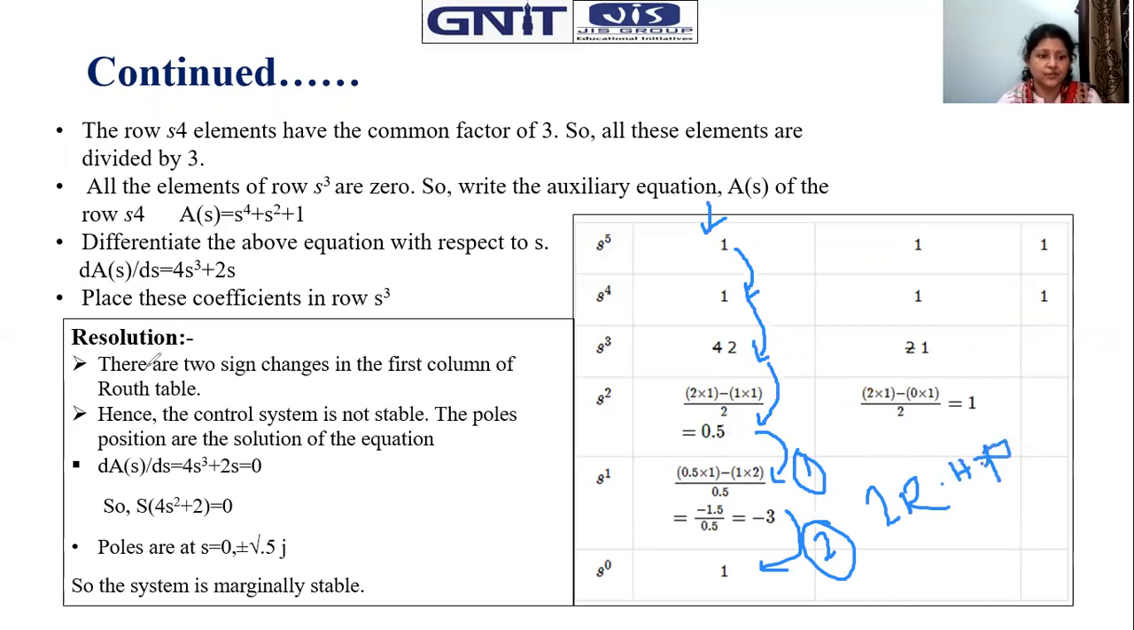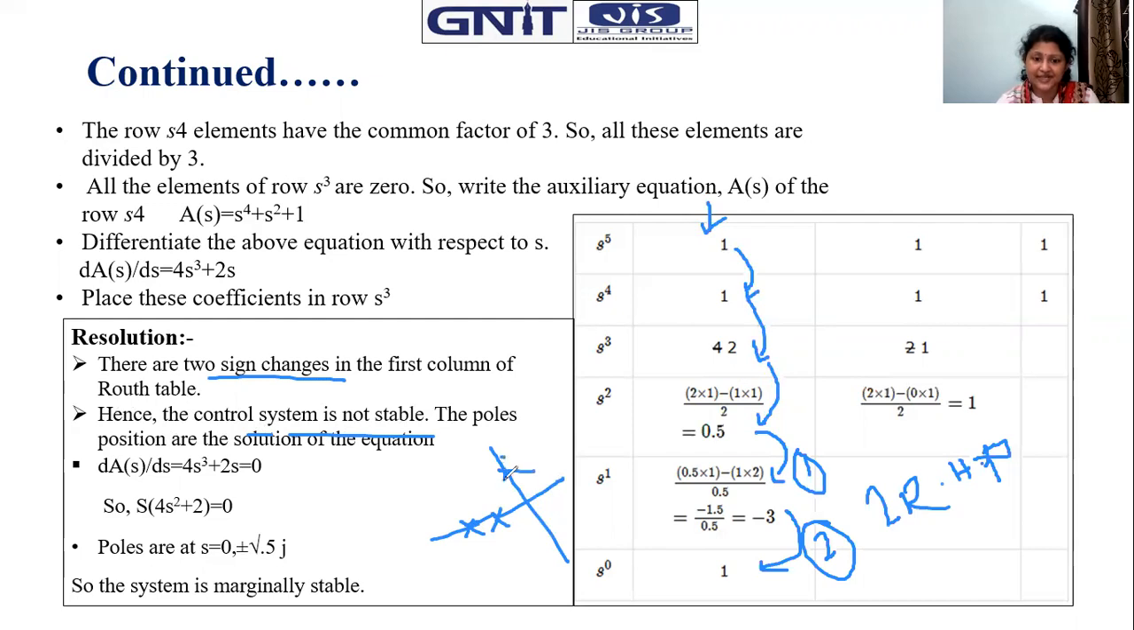So what is our conclusion? As there are two sign changes in the first column of the Routh table after removing the difficulty, the system is not stable. Fine. If the system is stable, all the roots are at the left hand side. Now here there should be poles at the right hand side or over the imaginary axis.